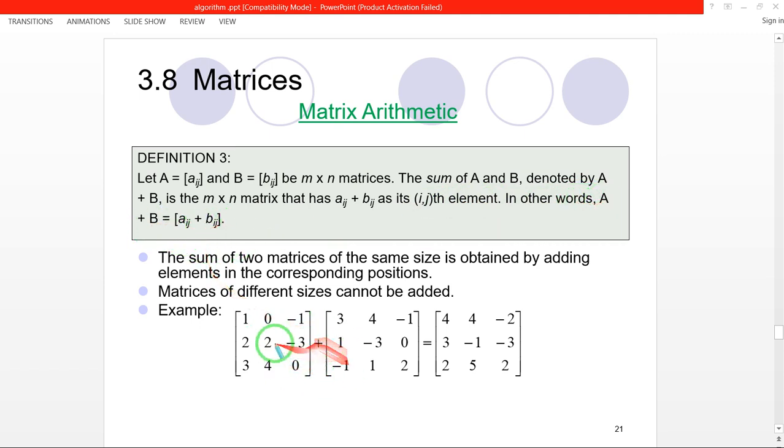So this is a basic example. This is your matrix A, this is your matrix B. So now we can add them.